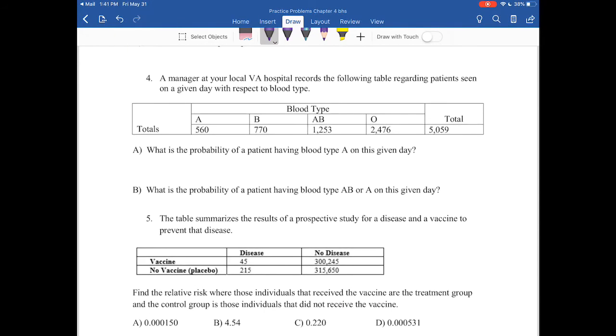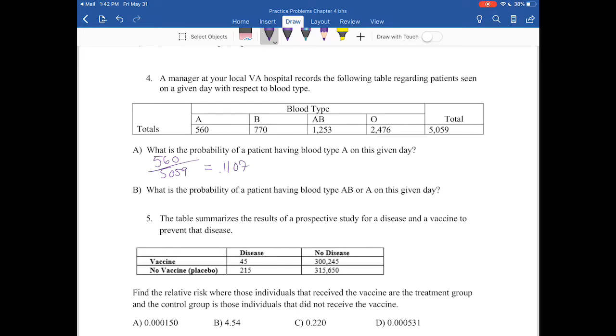Part 4, we have a VA hospital with blood type, and so we're going to be looking at the probability of selecting certain blood types on a given day. First part is blood type A, which there's 560 people who have blood type A over the total of 5,059, which is going to give you 0.1107 or 11.07%, the probability of selecting blood type A.